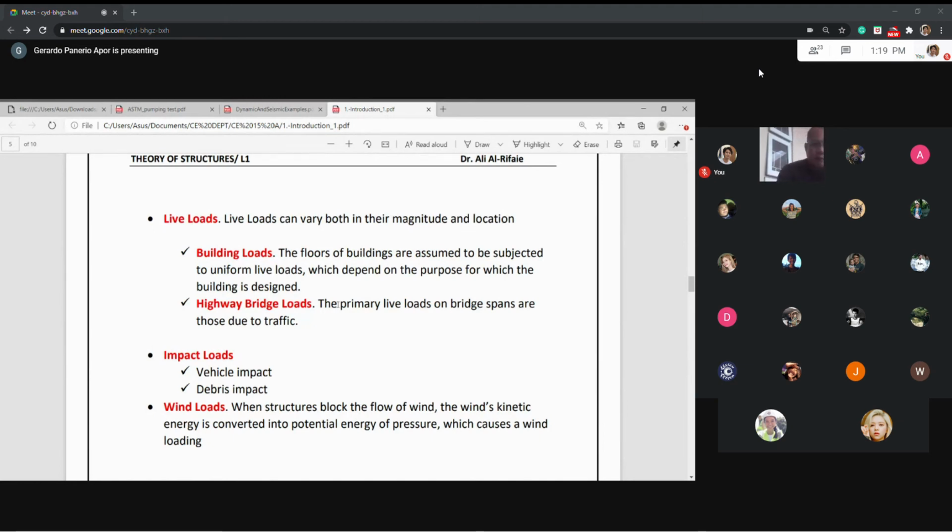So the floors of the buildings are assumed to be subjected to uniform live loads, which depend on the purpose for which the building is designed. It depends on how the building is used. A building that is not in use has no live load yet, unless people occupy it.